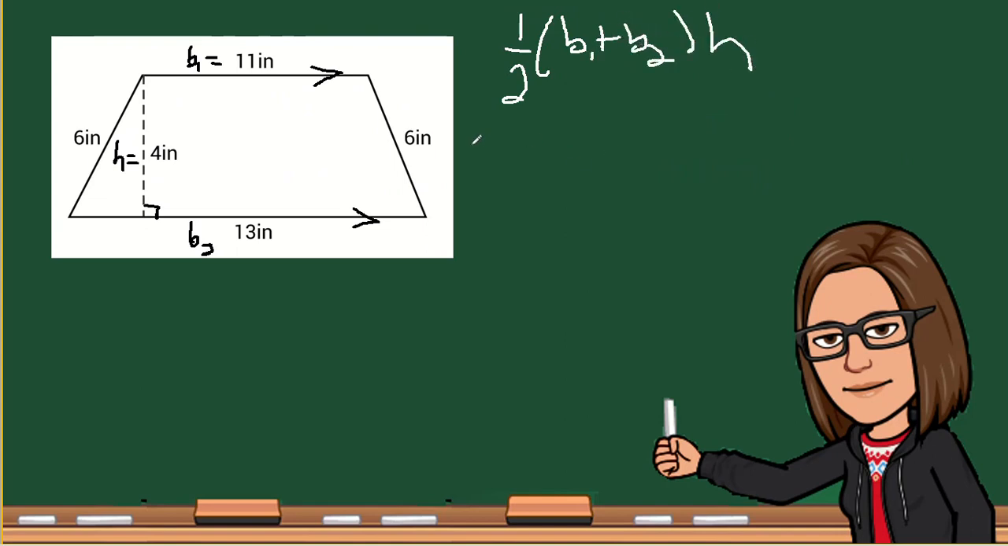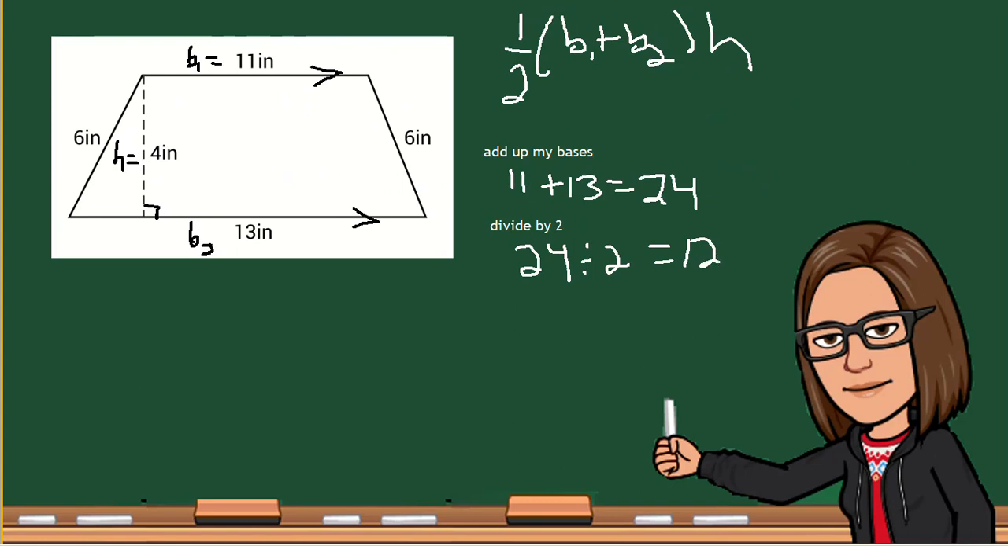Okay, so like I said before, first thing, you add up your bases. So if I add up my bases, I look at it and I can see that my bases are 11 and 13, so I'm going to add them up. 11 plus 13 is 24. I'm not filling it into the formula, but I will do that in a minute. So first thing, I add up my bases, and then I'm going to divide by 2. So I say, okay, 24 divided by 2 is 12.